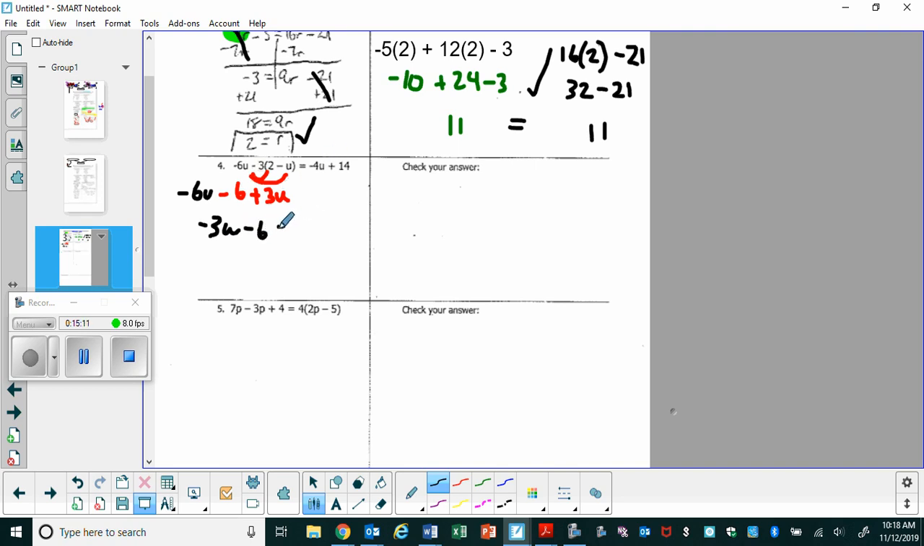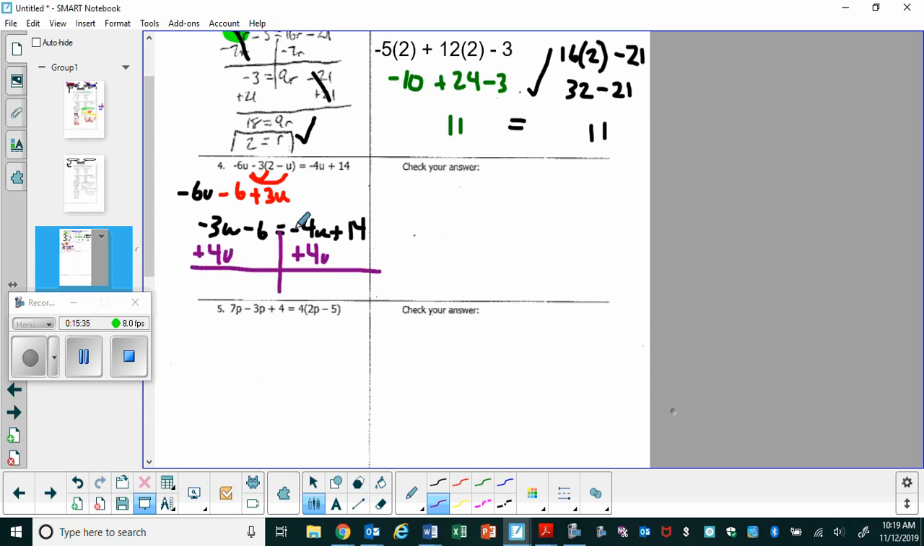Now I'm just going to bring down on this side the negative 4u plus 14. And this is when you should know what to do at this point. Careful though, between negative 3 and negative 4, which one is smaller? Negative 4 is smaller than negative 3. So the next step here is going to be to add 4u's over here and add 4u's over here.